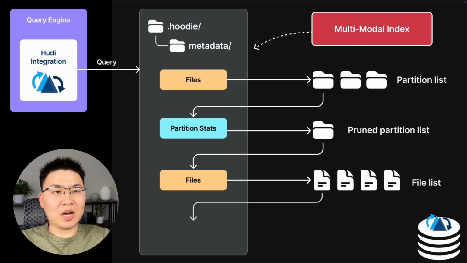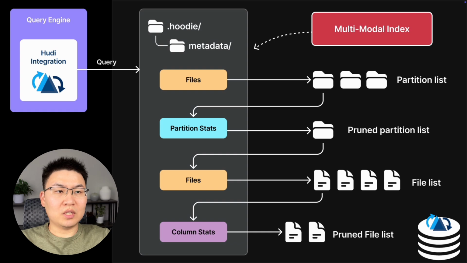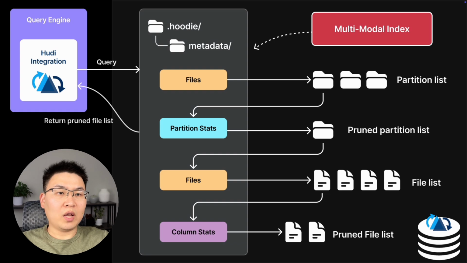Similar to partition stats, column stats contains file-level statistics to help skip those out-of-range files and produce a pruned file list. Finally, the pruned file list will be sent back to the query engine for further processing. Thanks to the reduced number of files to read, the query engine can run much faster to get results.